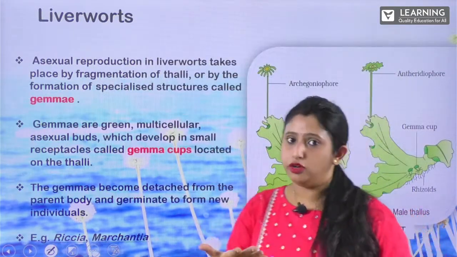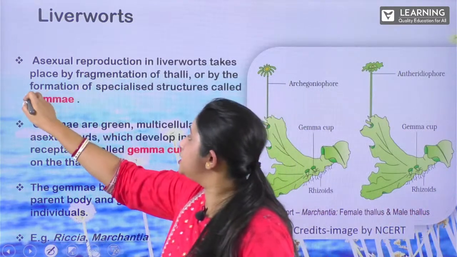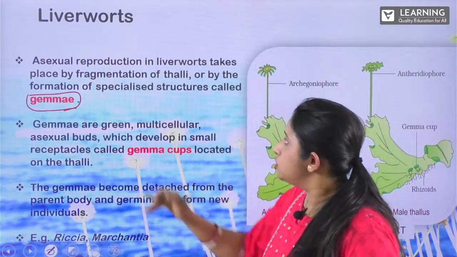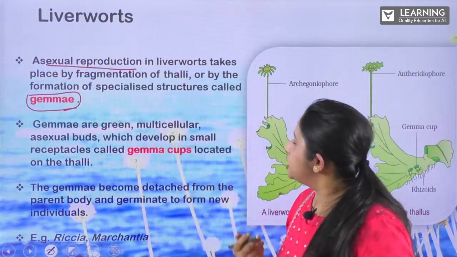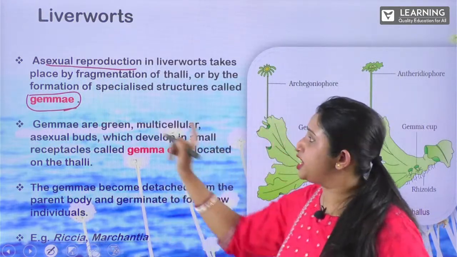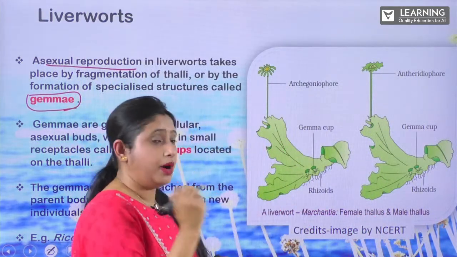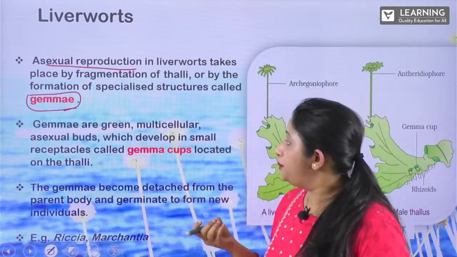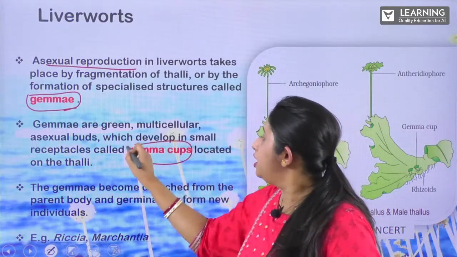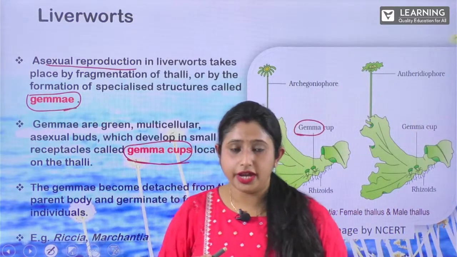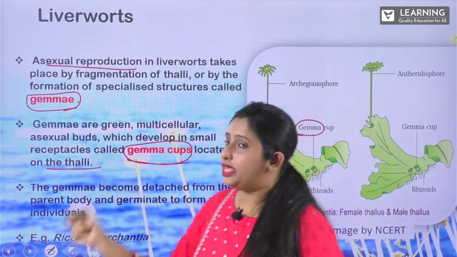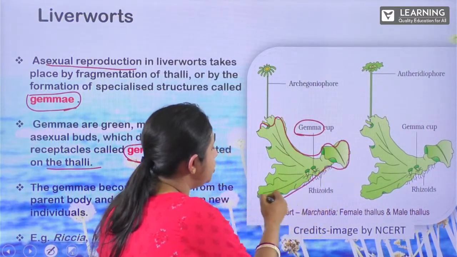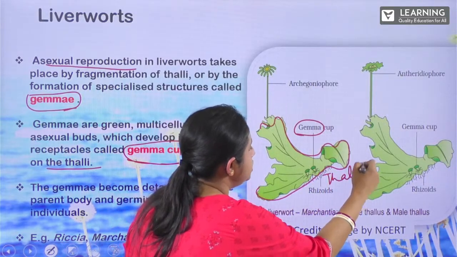Now how do they reproduce? They reproduce by the formation of gemmae, right? That is asexual reproduction taking place by the formation of a specialized structure known as gemma. So you can see here, this is a gemma, right? These gemmae develop and form what? They form gemma cups, which are located on the thalli. Now, do you know what the thallus is? This whole area is known as the thallus.